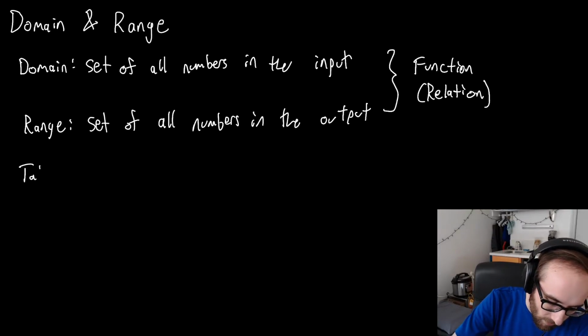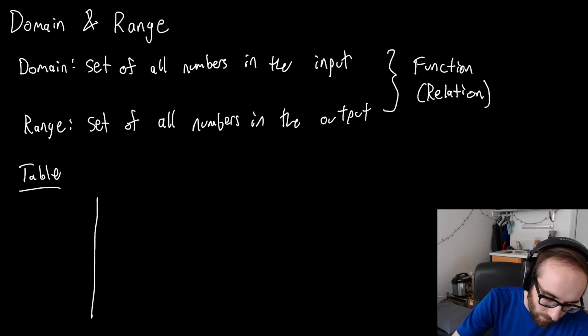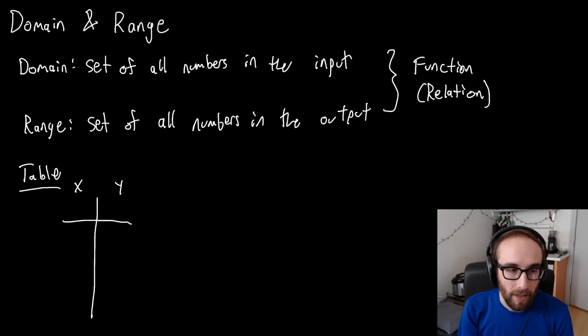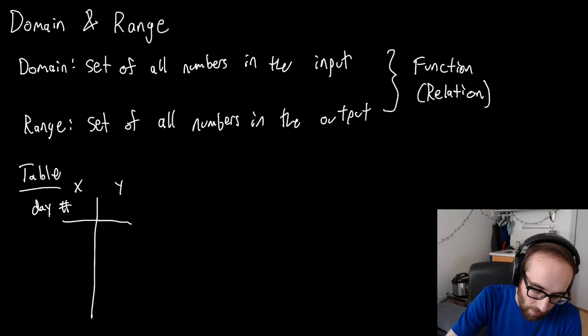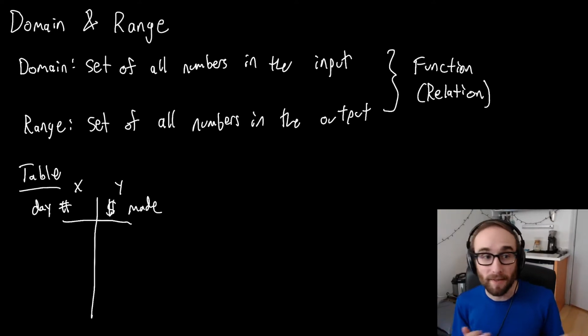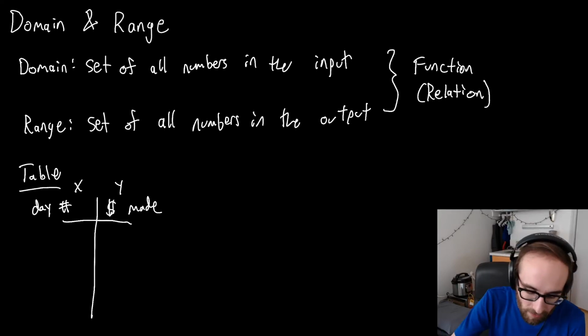First, let's look at a table. So let's say we have a table. We have an input variable x and an output variable y, and we can even label these as specific examples. So we could be modeling a situation with a table. For example, x could be the day number, and y could be the amount of money that you made that day. So maybe you're running a business and you're looking at each day since the beginning of the month, and then how much money you made.